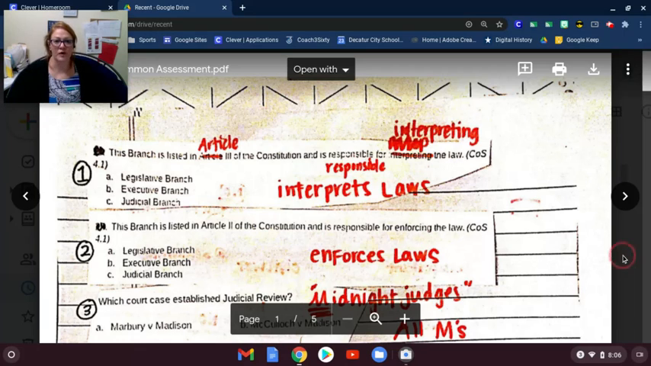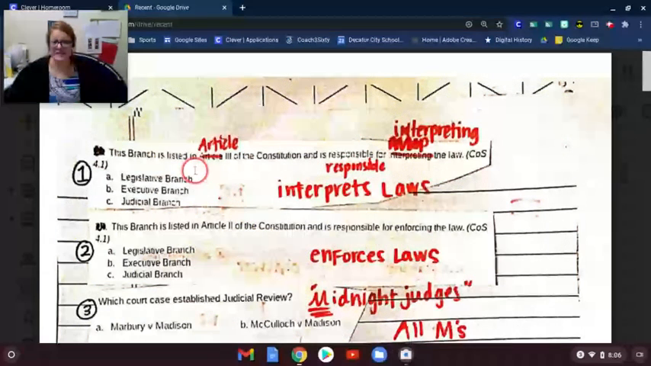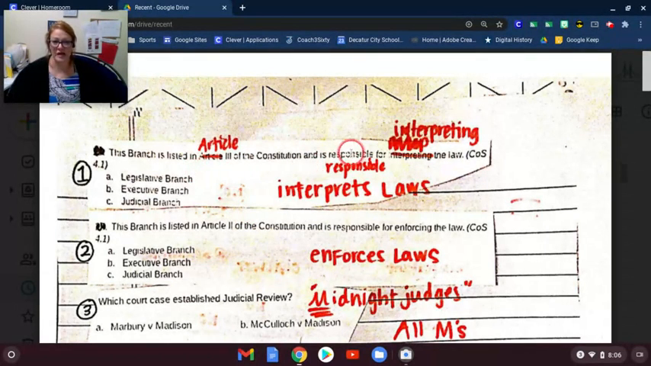Okay, so you couldn't really read this first one. The branch is listed in Article 3. This branch is listed in Article 3 of the Constitution and is responsible for interpreting the laws. Here's the thing. You've got to put in your brain that legislative makes laws, judicial interprets laws, executive enforces laws. Like that. If you need to write that a bunch of times, do that on your paper right now. If you do not know that, that's something that you have to put in your brain.